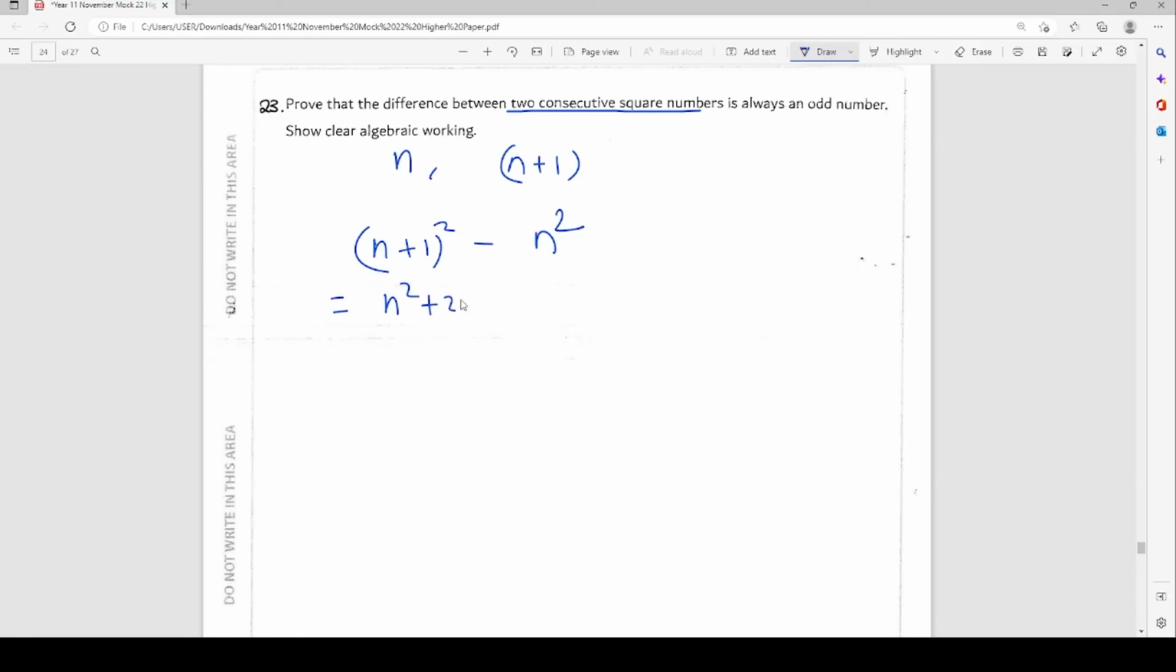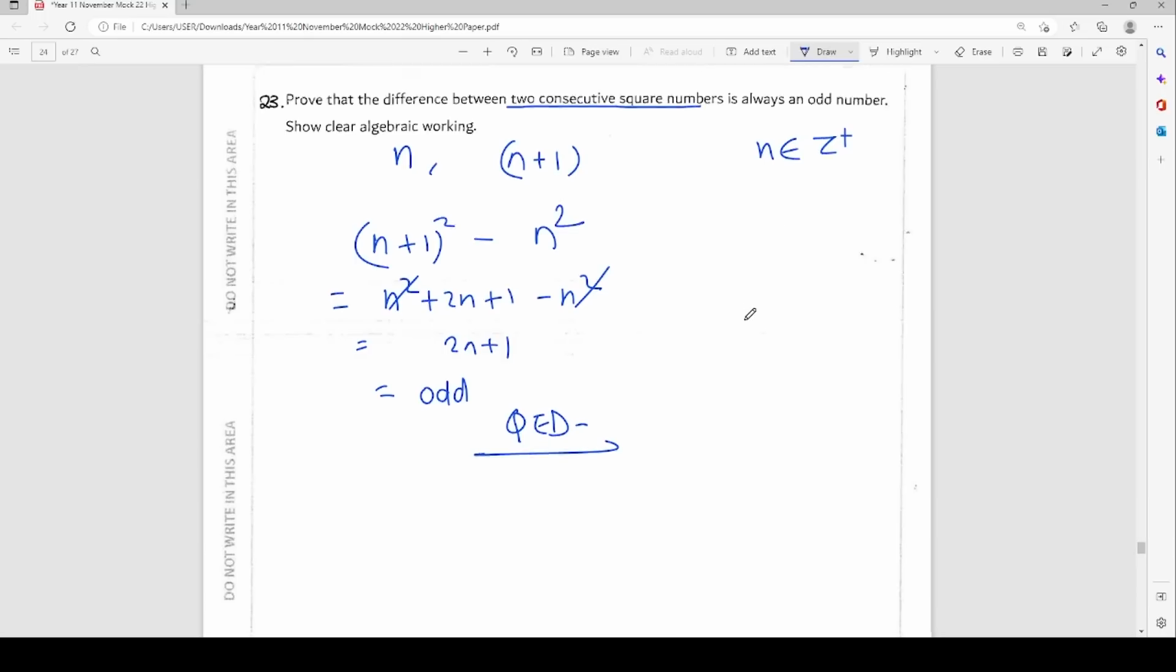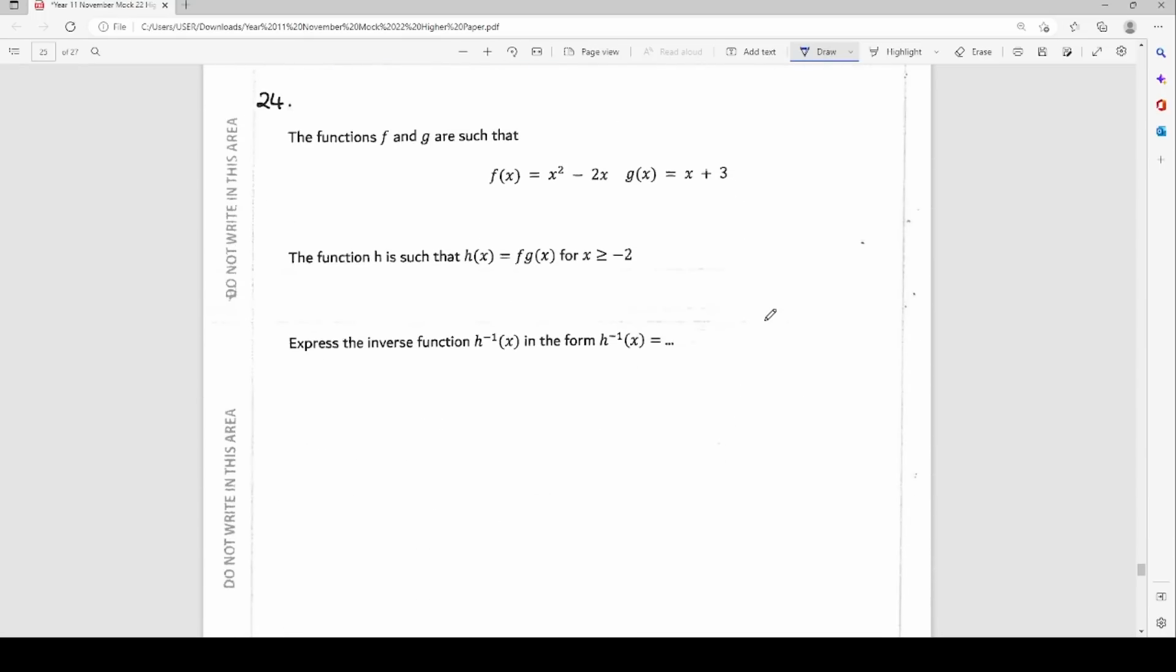So I will have n squared plus 2n plus 1 minus n squared. If you see, you got 2n plus 1, which is odd. Hence, no need to write hence. Let's write the more fashionable one, QED. All done. You just have to write that, because you see that n belongs to the positive integers, I have said, which is odd. So if 2n plus 1 is there, you're making it even by multiplying by 2, and then since you're adding 1 to it, you're making it an odd number.